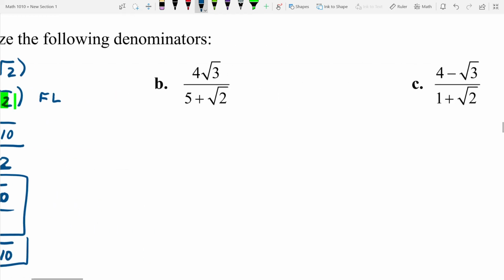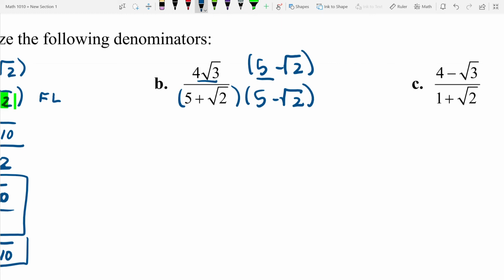Question B. I have 2 terms, so I have to multiply by 2 terms. So this is 5 minus the square root of 2. Multiply the top. 4 square root of 3 times 5. On the outside, 4 times 5 is 20. On the inside, square root of 3. Now I'm going to go 4 square root of 3 times negative square root of 2. Positive times a negative is a negative. On the outside, you have a 4. On the inside, you have 3 times 2, which is 6.